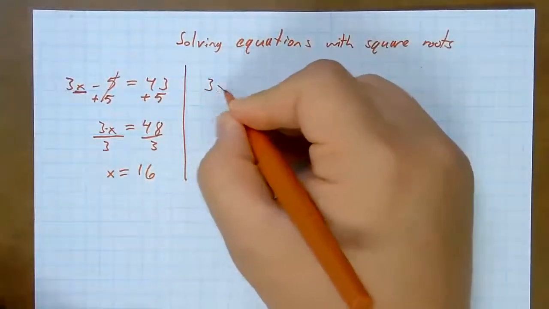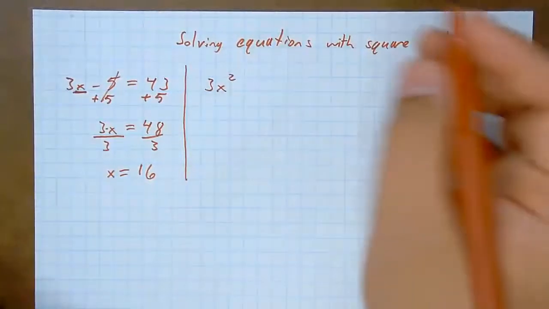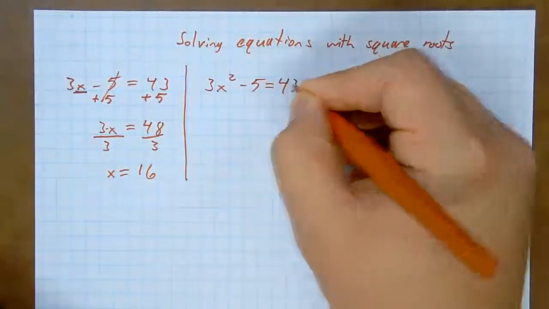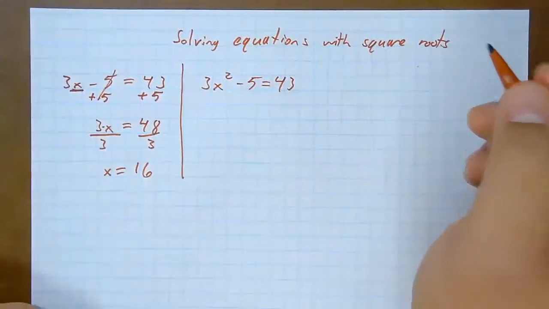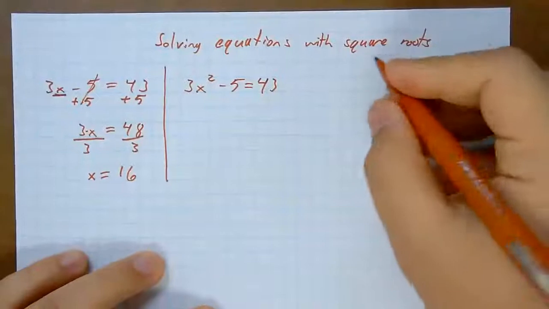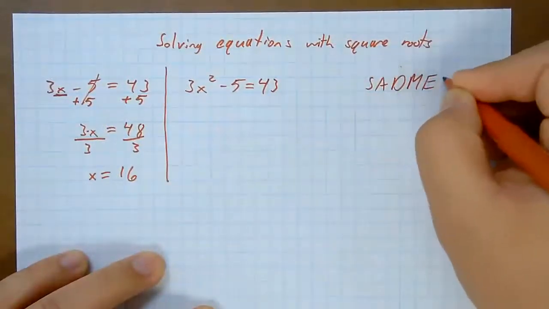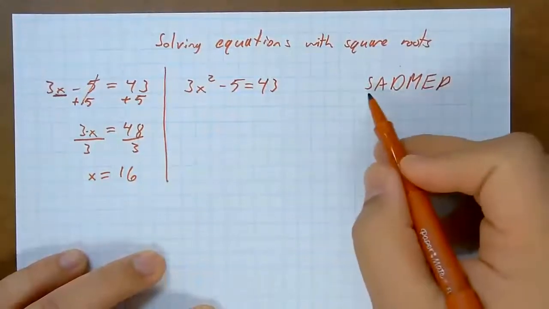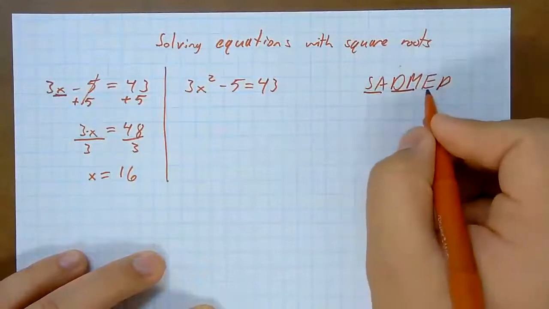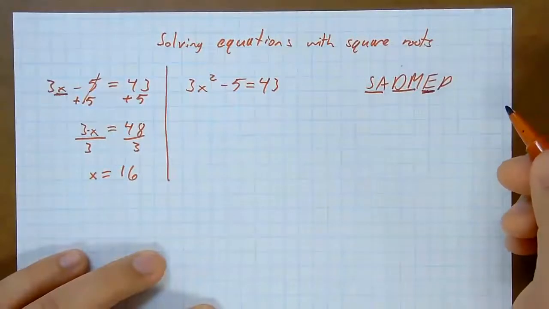In this case, it's going to be 3x squared minus 5 equals 43. You might have heard the phrase SADMEC, in which case we take care of subtraction and addition first, then division and multiplication next, and then after that we take care of our exponents. And we're going to be using that today.